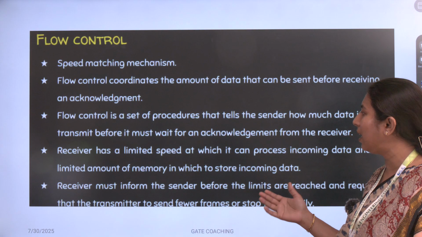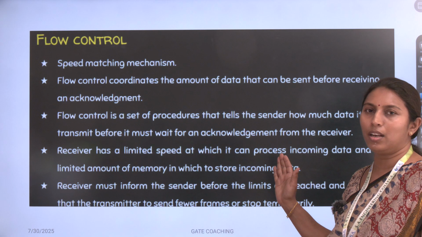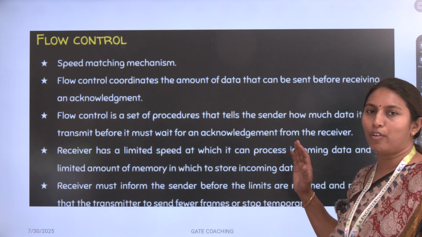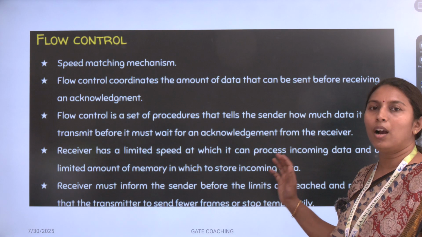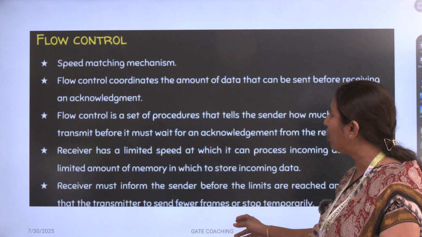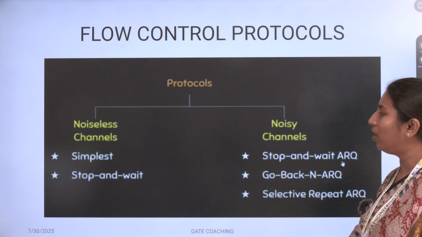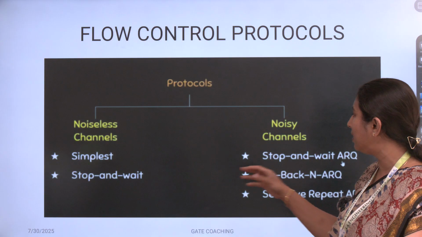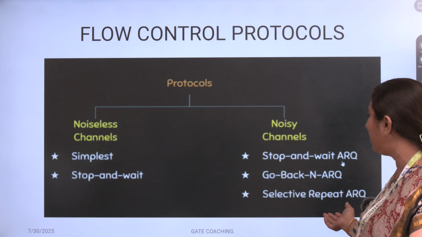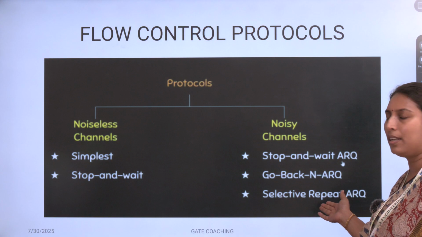Flow control is nothing but a speed matching mechanism. The receiver will not be able to process everything that is given by the sender, so we need a way to control the flow. Here we are going to see the different flow control protocols. They are classified into noiseless and noisy channels. In the noiseless channel, we will see stop and wait. In the noisy channel, we will cover the different protocols: stop and wait ARQ, go back N ARQ, and selective repeat ARQ.